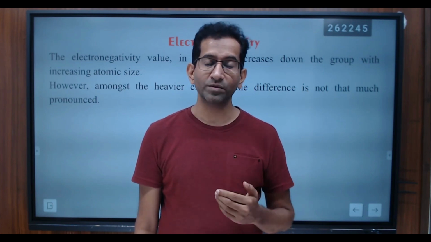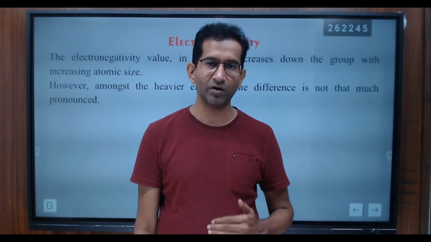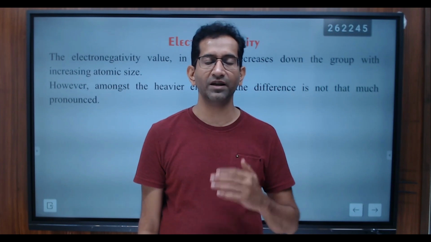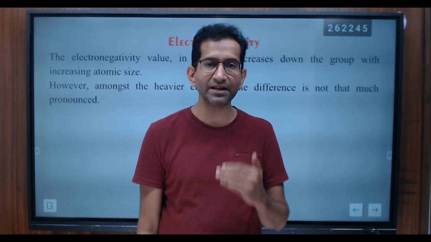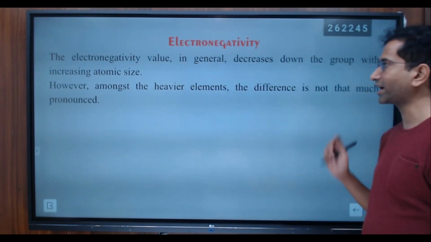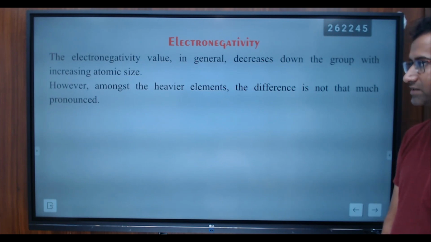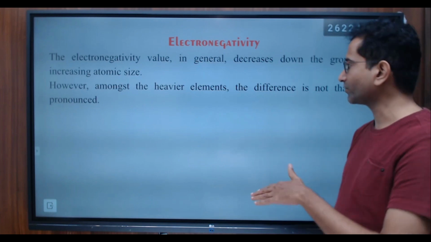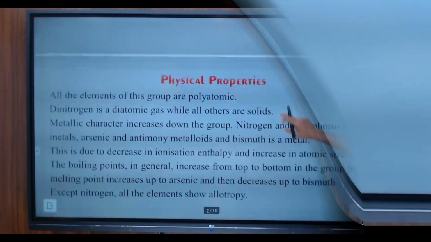So a significant difference is observed from nitrogen to phosphorus, but going down, electronegativity does not decrease significantly. Of course, electronegativity decreases, but the decrease is not significant. The electronegativity value in general decreases down the group with the increasing atomic size. However, amongst the heavier elements, meaning elements at the bottom, the difference is not that much pronounced or significant.